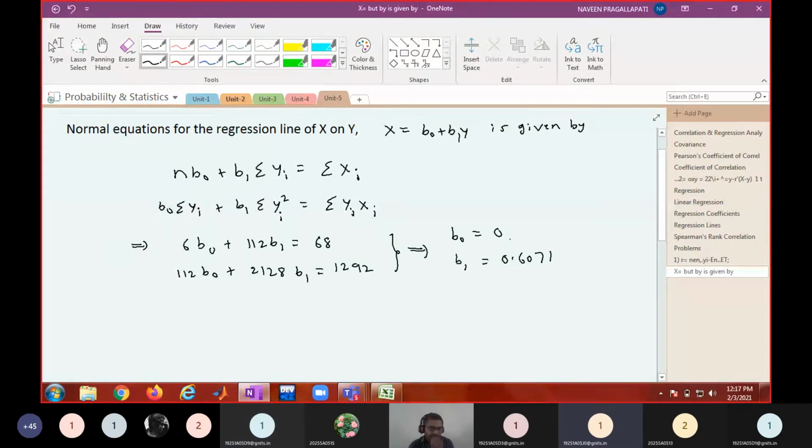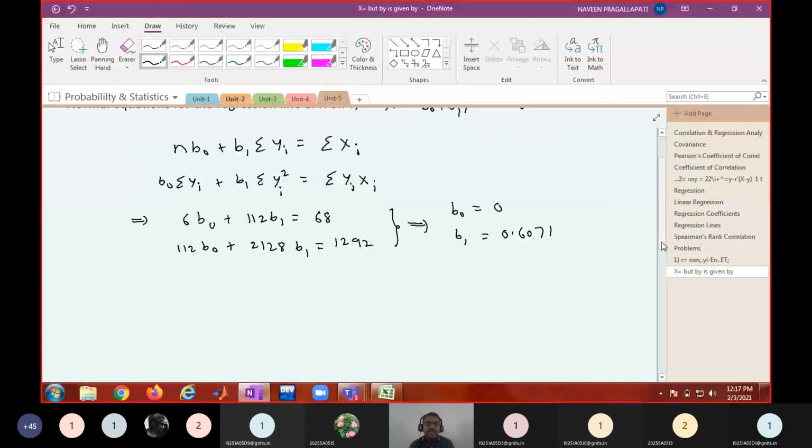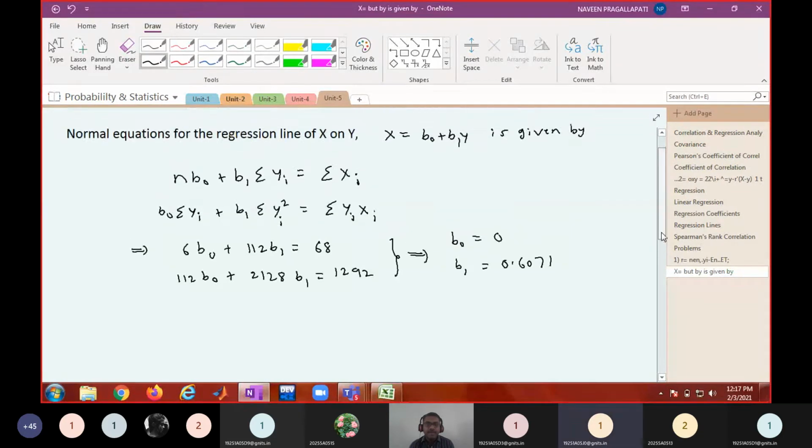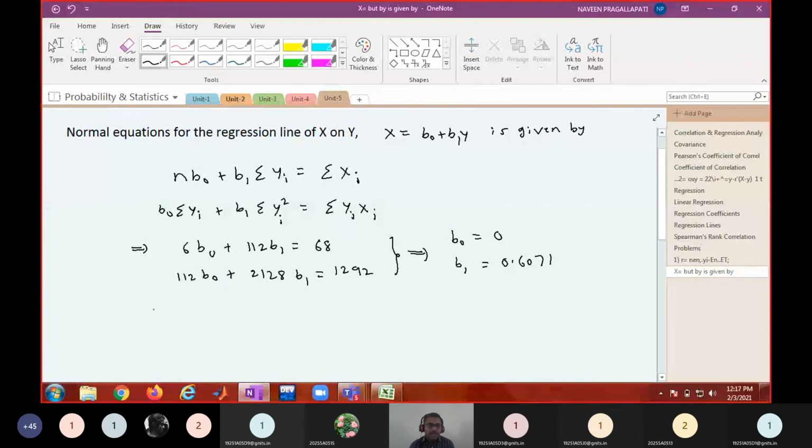Okay, that means it is passing through origin? Exactly 0 you got for 4 decimals? Yes, sir. Okay, so therefore x is equal to b naught, which is 0, so 0.6071y. Okay, so this is the regression line.